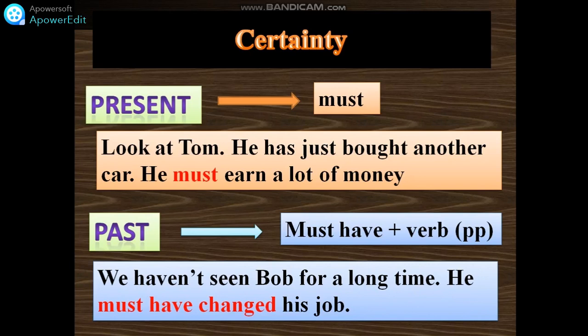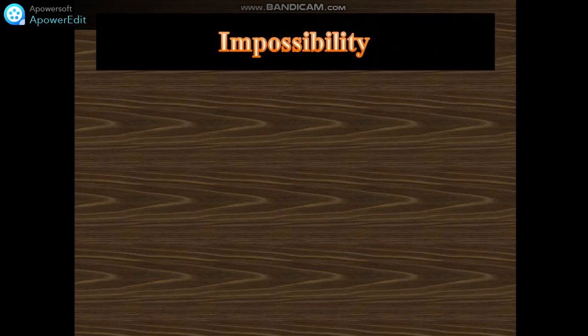Pay attention here to the difference between must and must have. So in the past we use must have. In the present we use must to express certainty, that you are certain about a certain idea. Great. Now let's move to impossibility.